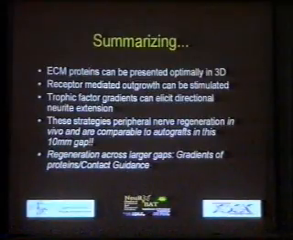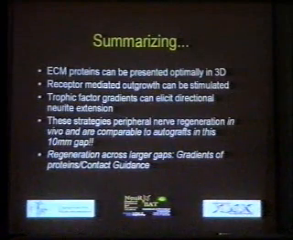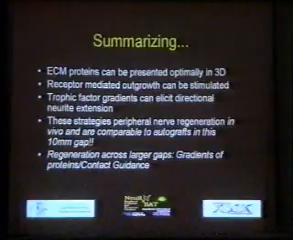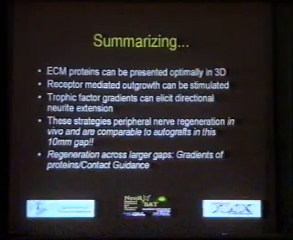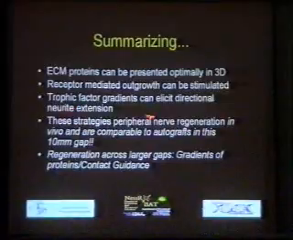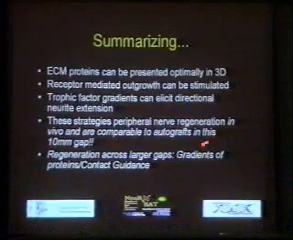Just to summarize this part, you can present large extracellular matrix proteins like laminin in 3D using a tissue engineered gel. And I didn't show you this data. We have all sorts of studies to show that the improvement in growth you see in these gels is actually receptor mediated. It's not because of changing the porosity or the mechanical properties of the gel. You can set up systems to have trophic factor gradients that can elicit directional neurite extension. And these strategies work across a 10 millimeter gap.